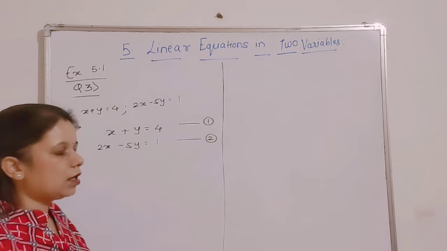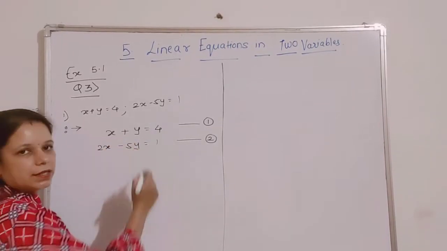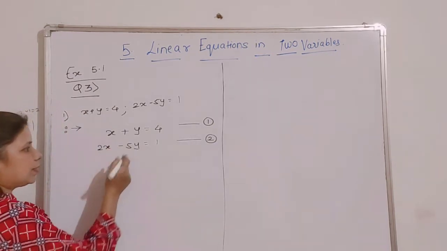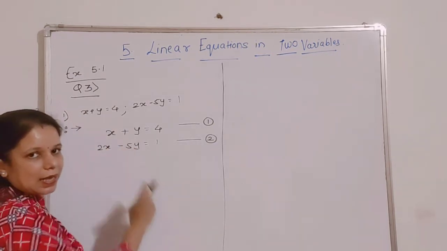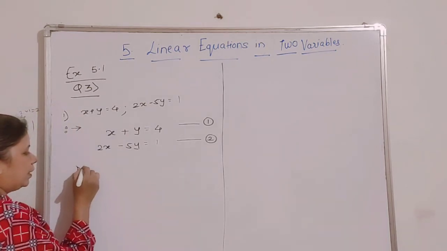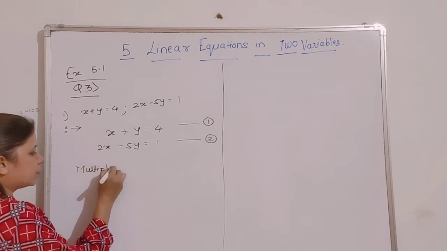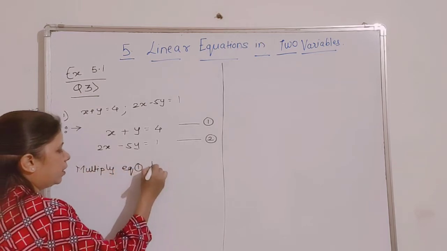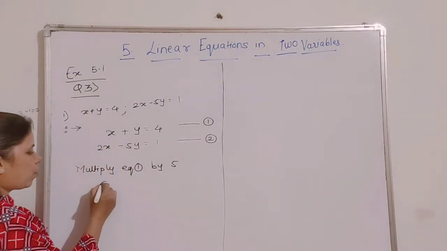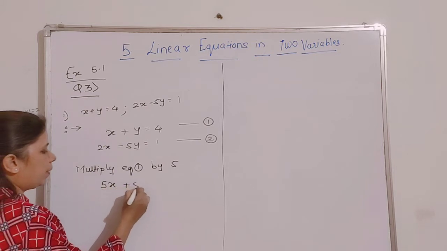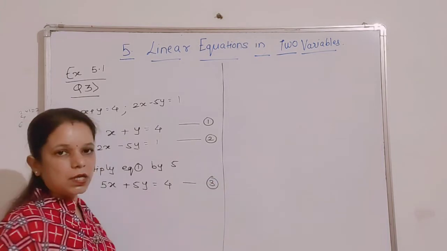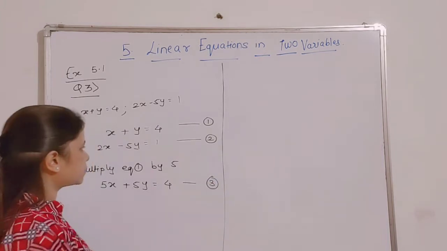So here equation 1 we will multiply by 5 so that it will be the same as in equation 2. Therefore here I will say multiply equation 1 by 5. So the new equation formed is 5x plus 5y equal to 20. This is my new equation formed, so I am numbering it as 3.